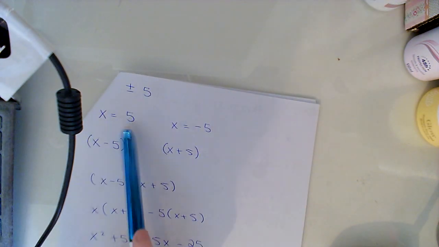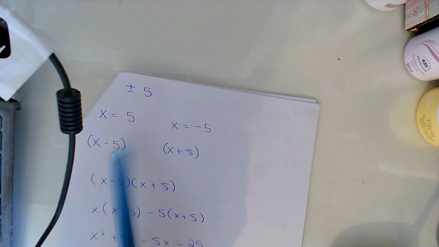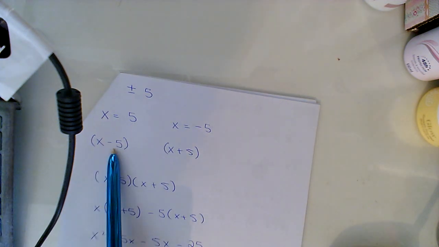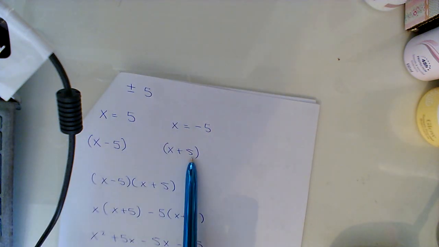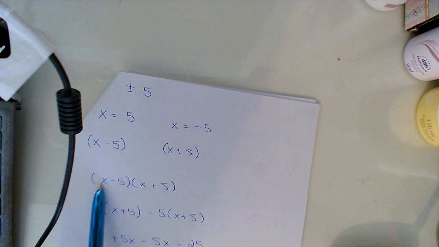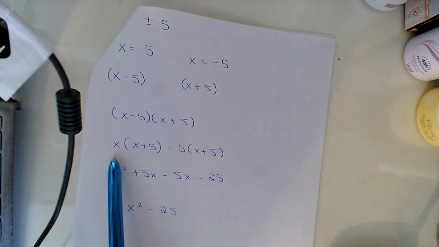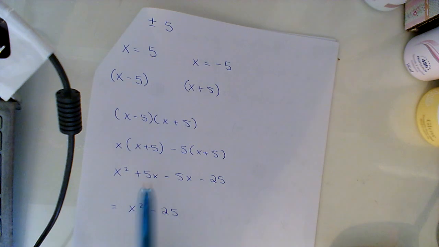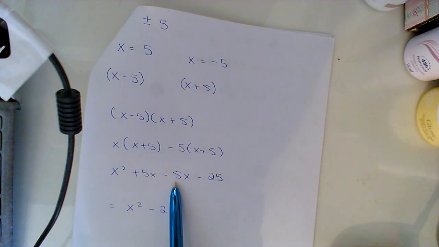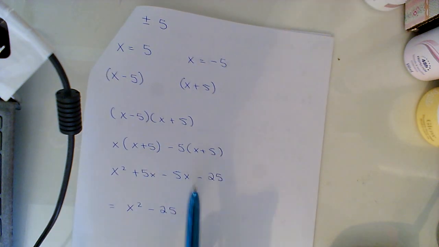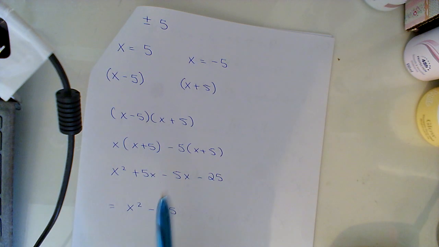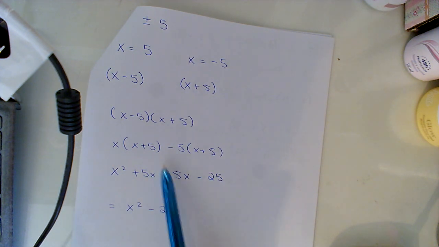Okay, so here I have x is equal to 5, x is equal to minus 5. So my factors are x minus 5, x plus 5. I multiply the two of them together, so I have my first term, which is x, times everything in the second bracket, my second term, which is minus 5, times everything in the second bracket. x times x is x squared, x times 5 is 5x, minus 5 times x is minus 5x, minus by a plus gives me minus 25. Then I have plus 5x minus 5x, they're gone. So I have x squared minus 25.